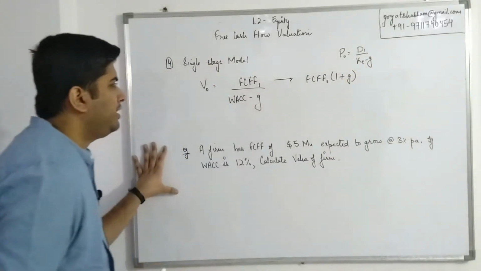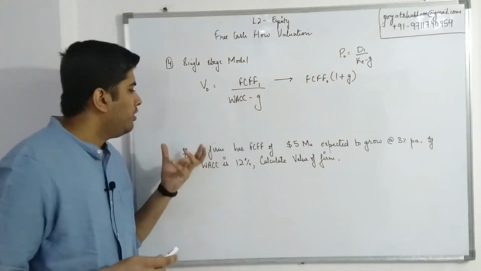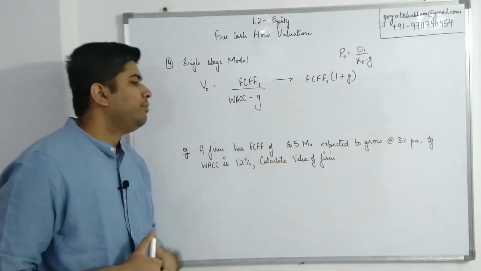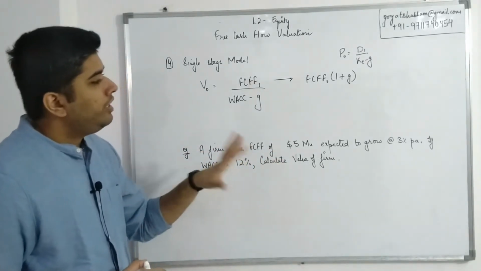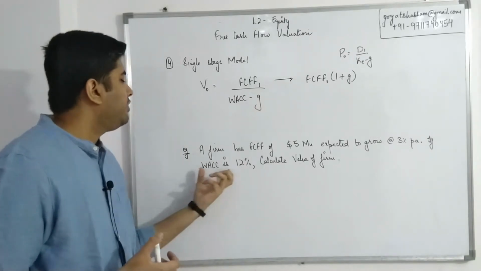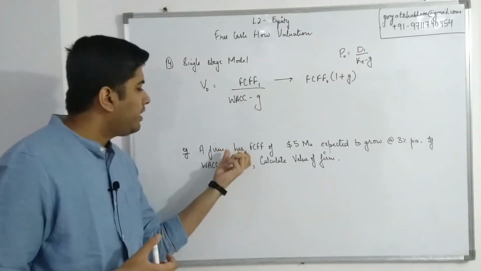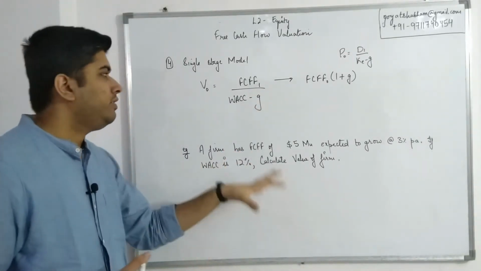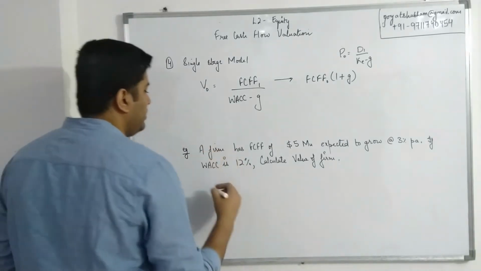So let's look at a basic example to further clarify the concept. A firm has free cash flow to firm of $5 million, expected to grow at 3% per annum, and the weighted average cost of capital is 12%. Now it has, which means it's current, so it is year 0. So the calculation is fairly straightforward.